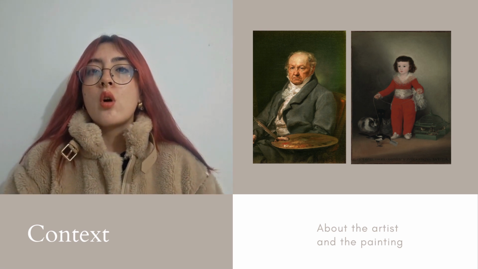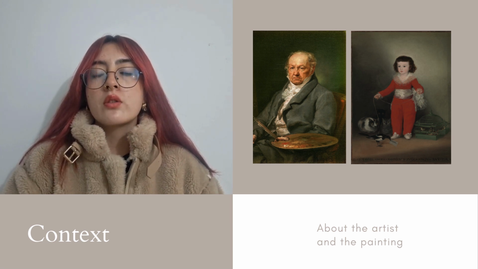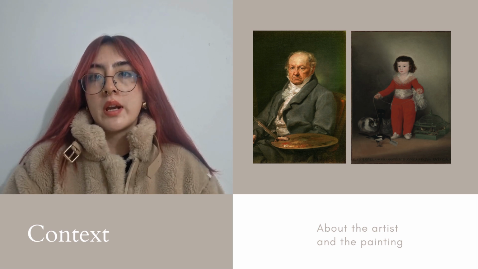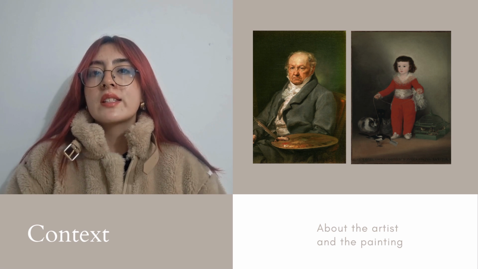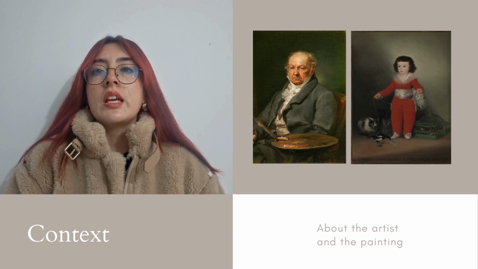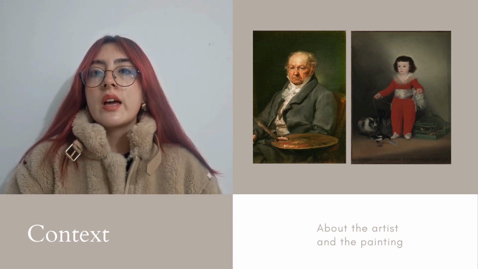This is also known as The Boy with the Cat and portrays the young Manuel Osorio Manrique de Zuñiga, son of the Count of Altamira. In this work, the boy, dressed in a bright red French-style suit, reflecting his high social status, is surrounded by various animals, including a black cat and a bird.